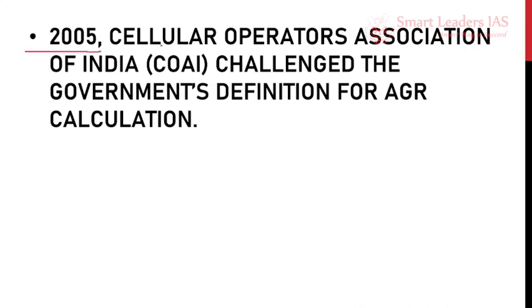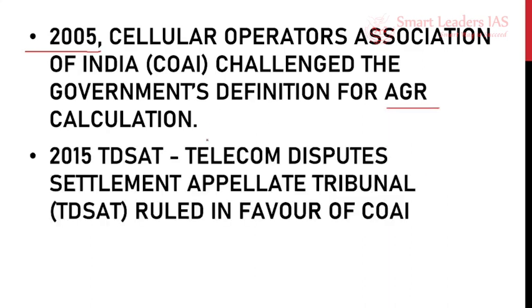First, in 2005, the telecom companies, represented by the COAI, decided, I'm going to challenge this in the court. To be precise, not in the court, it went to the Telecom Disputes Tribunal. The Telecom Disputes Tribunal upheld the view of the COAI. They said that it is wrong for the government to charge on the basis of AGR. The government again went to the Telecom Disputes Settlement and Appellate Tribunal, the TDSAT. The TDSAT again ruled in favor of the COAI and said the AGR definition is wrong.